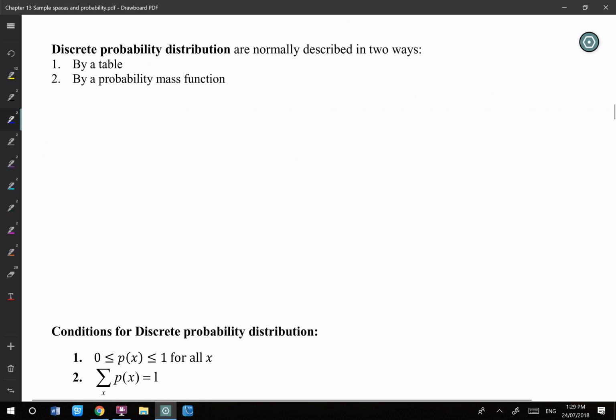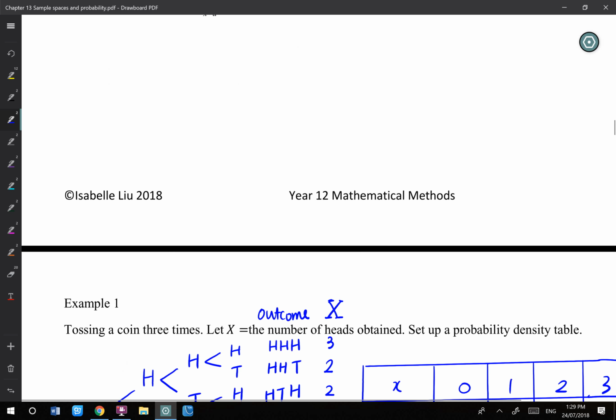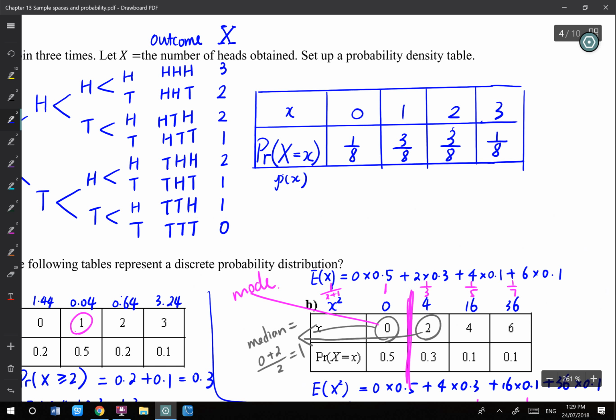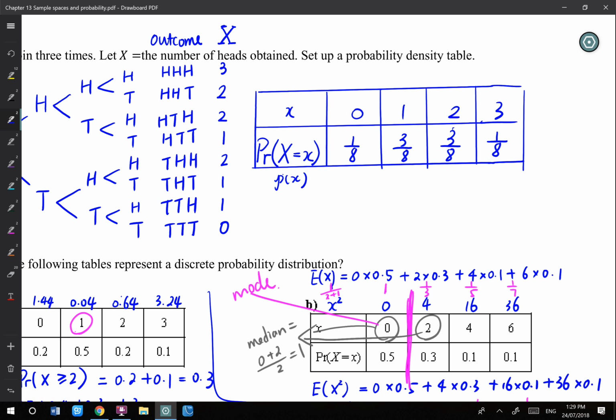Now we are going to introduce what a discrete probability distribution is. This is a discrete probability distribution. That's one of the forms. When I give you the table, that's one of the discrete probability distributions. What is a distribution? Distribution is telling you what values you have and how the probability is assigned to each of the values.